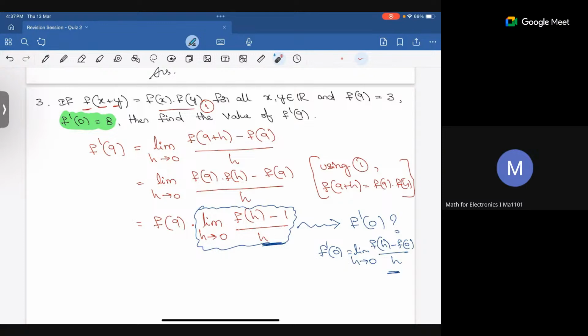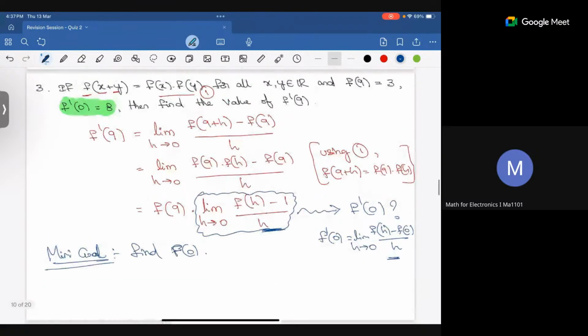So that means I need to compute f of 0. Can I compute f of 0? If I can compute f of 0 and see that f of 0 is 1, then I can simply say this is nothing but f prime of 0. Right? So all I have to check now is whether I can get f of 0. For that, our mini goal is to find f of 0. How can I find f of 0? We'll go back to this expression.